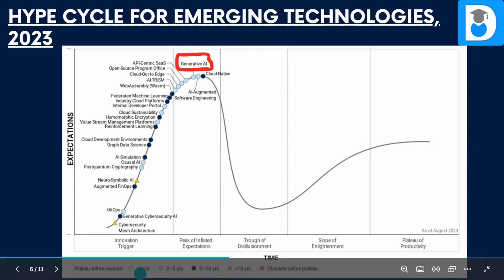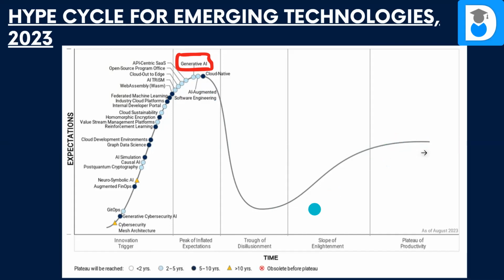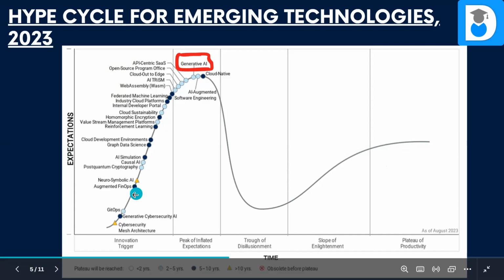Here, if you see below, the plateau will be reached, those white circles. If the circle is plain white, then this plateau of productivity will be reached in less than 2 years. If it is light blue, then it will take 2 to 5 years to reach this plateau of productivity. And when it is dark blue, it needs 5 to 10 years. When there is a yellow triangle, it will take more than 10 years.